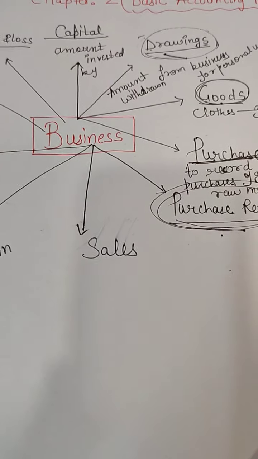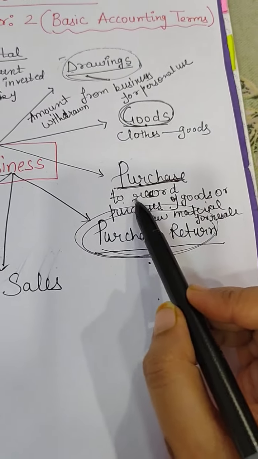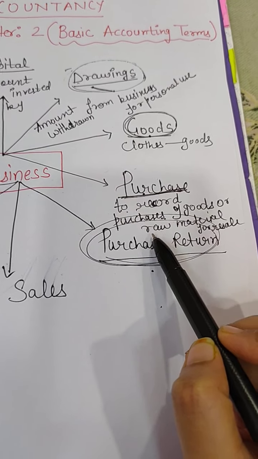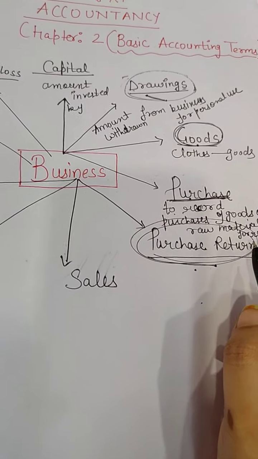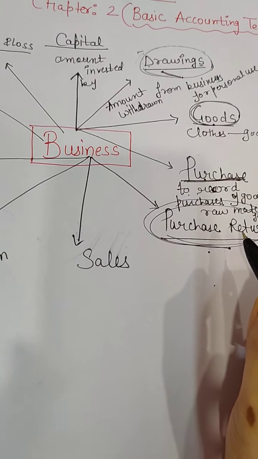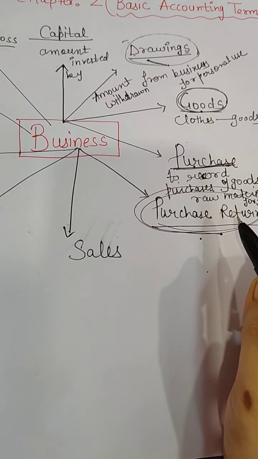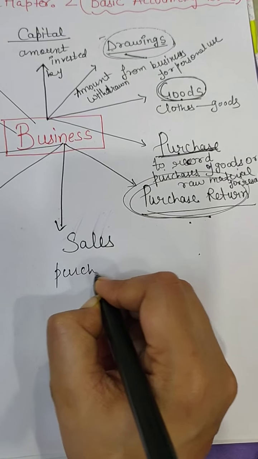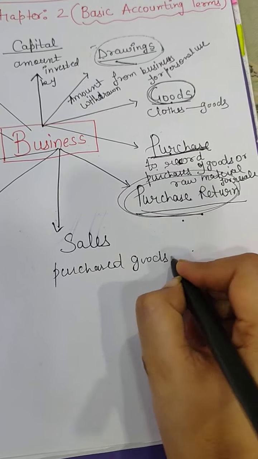Now sales. I told you the purchase term is to record purchases of goods or raw material for resale purpose. Resale means when we are selling those purchased goods. So the sales term is used for the sale of goods. Which goods? The goods we have purchased, which have to be resold.